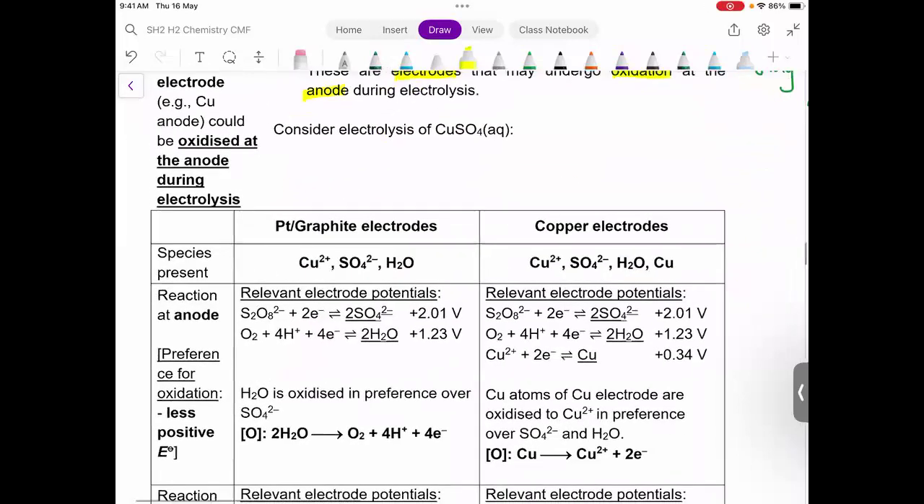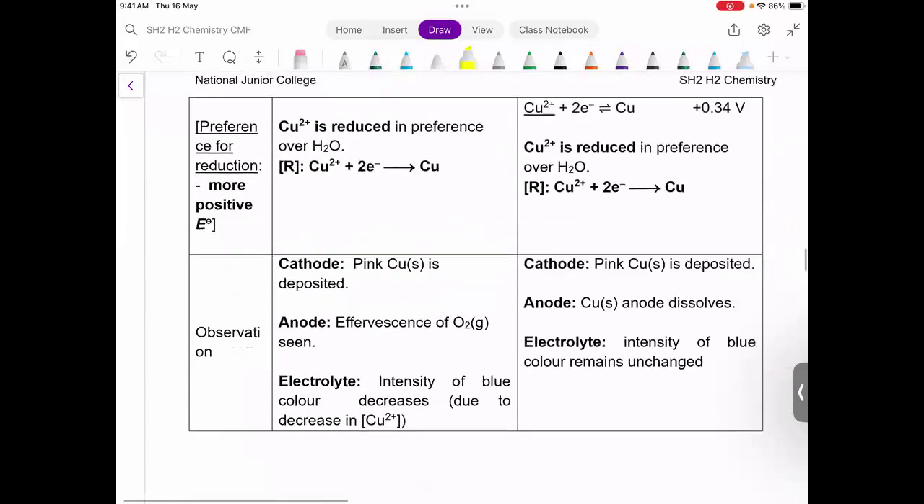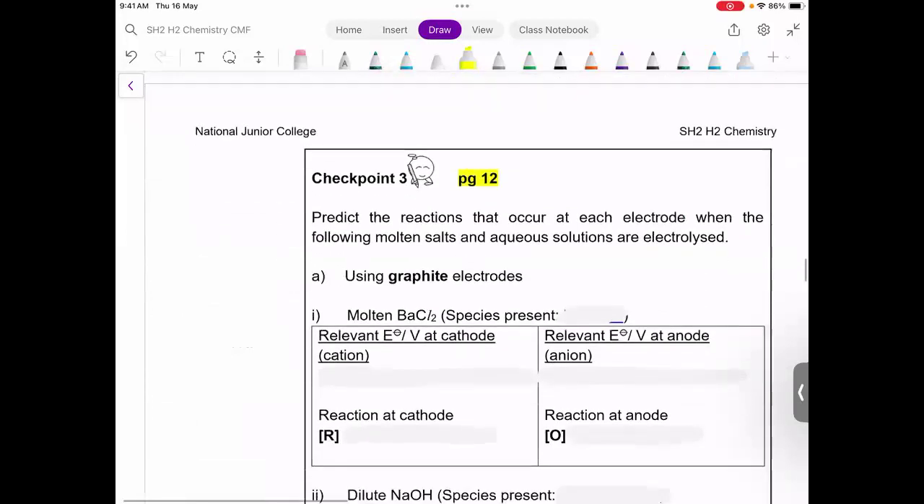Okay, so this is some example that is given. I will not go through this. This one you can read on your own. So let's try the checkpoint 3.